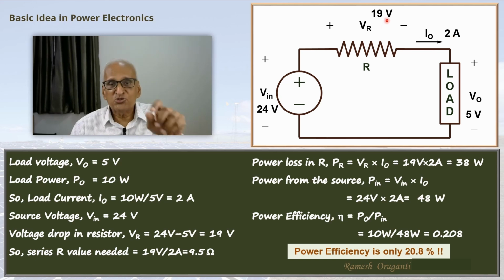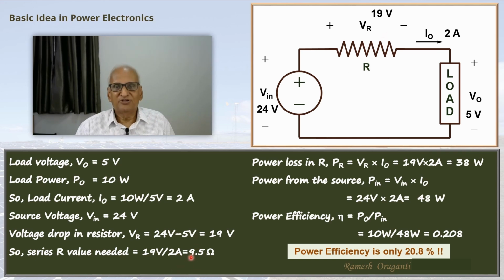You still have to drop the 19 volts here. That means the resistance to be used cannot be 9.5 ohms anymore. It has to be 19 ohms, so that 19 times 1 ampere becomes 19 volts. So you need to change this resistance from 9.5 ohms to 19 ohms.